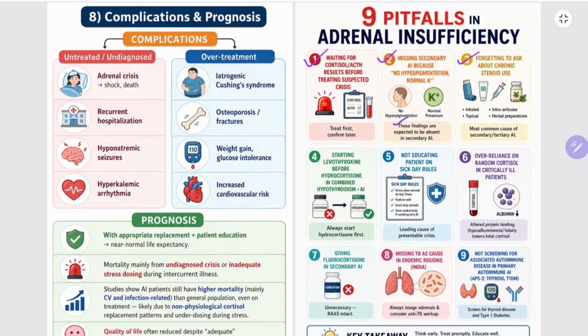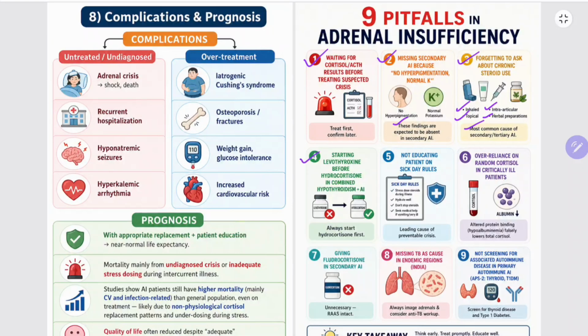Number 3, forgetting to ask about chronic steroid use. It can be inhaled in the form of an inhaler, it can be topical for skin conditions, it can be intra-articular for musculoskeletal conditions like osteoarthritis, it can be in the form of herbal preparations, very commonly used. I counsel my patients that herbal preparations often contain a lot of steroids. Okay, so this is the most common cause of secondary or tertiary adrenal insufficiency. Forgetting to ask about chronic steroid use.